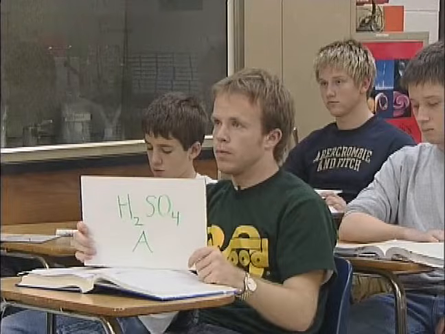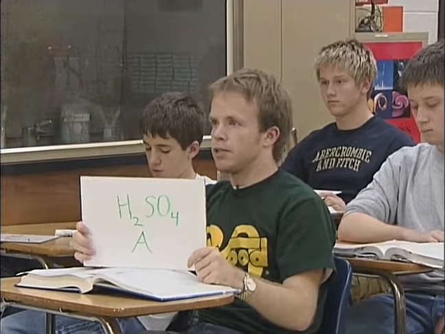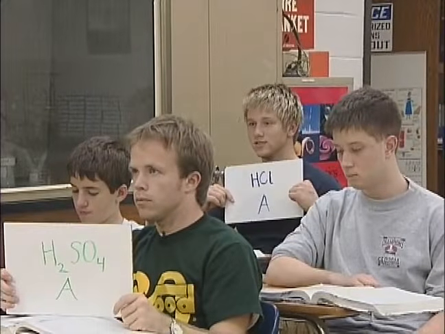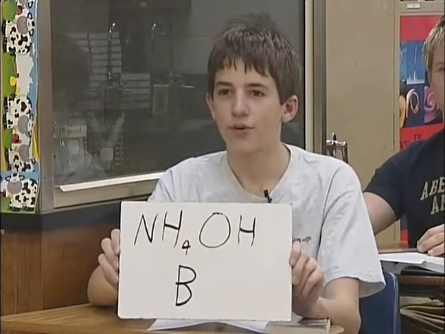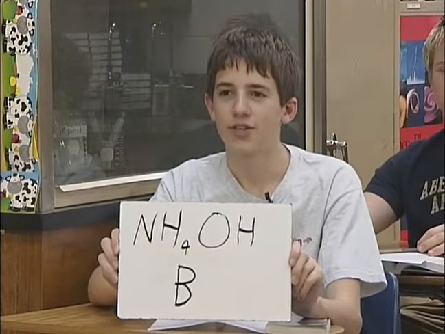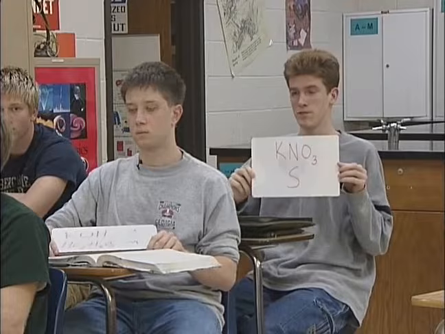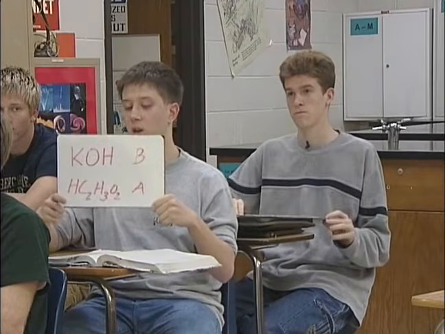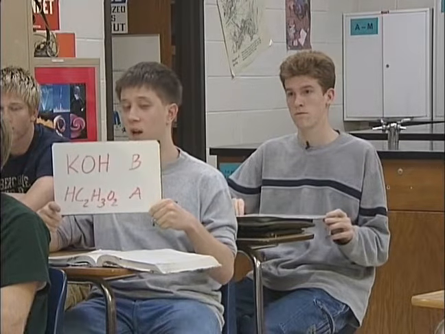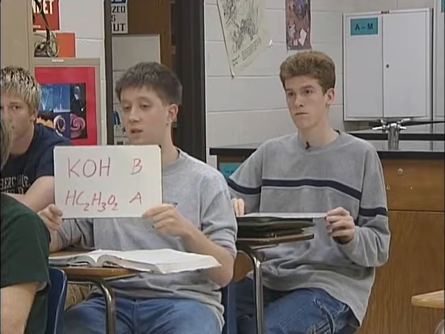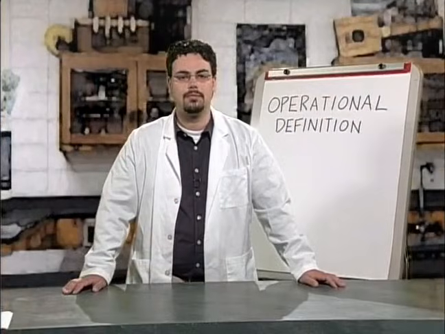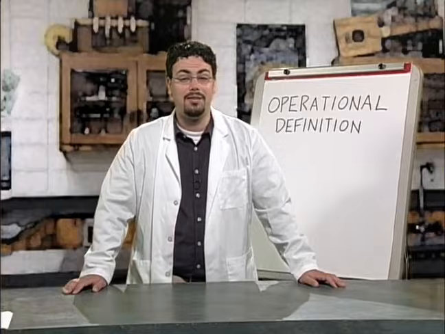Now, my students are going to help you check your work. H2SO4 is an acid because it starts with an H. HCl is also an acid. NH4OH is a base because it ends with the hydroxide ion. KNO3 is a salt according to the Arrhenius definition. KOH is a base, while HC2H3O2 is an acid. That's pretty easy stuff, huh?